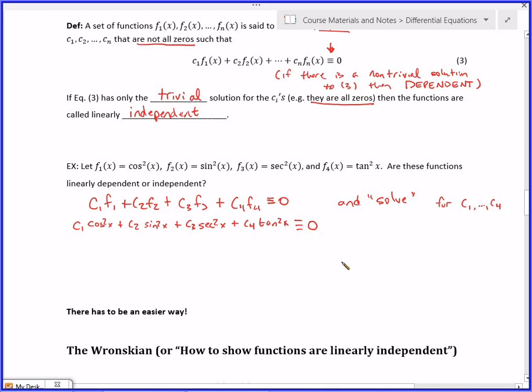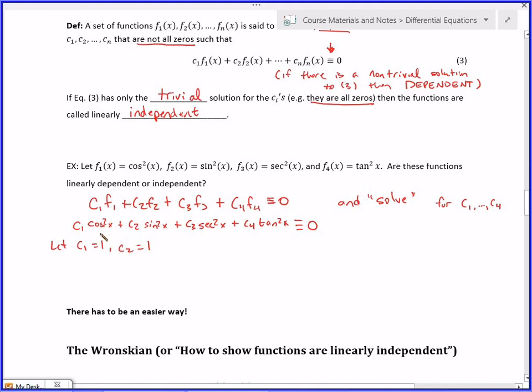I know a solution just by looking at it. The 0 solution is always a solution, but the question is, is there another solution to that? Can I find other C's that would make that 0 identically? And I've kind of given you a hint already by thinking in terms of trig identities. Let's say I let C1 equal 1 and C2 equal 1.